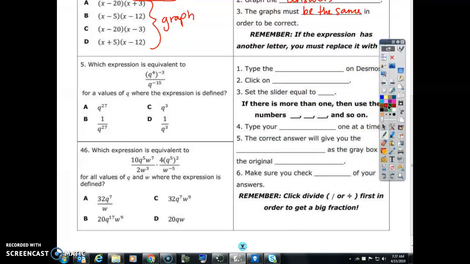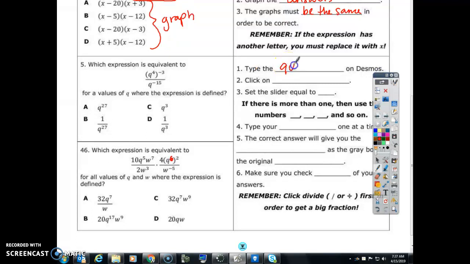Before we start this one, let me go ahead and change this Q. It's supposed to be a 6. That's a 6. If not, you're going to get it wrong. And these can all be put in Desmos, the same thing.